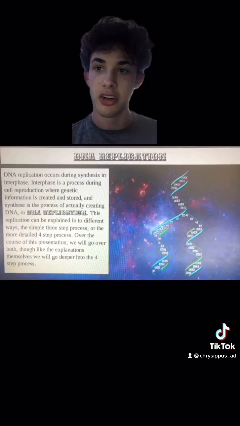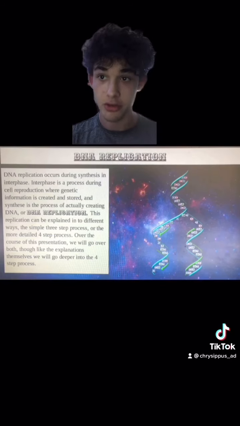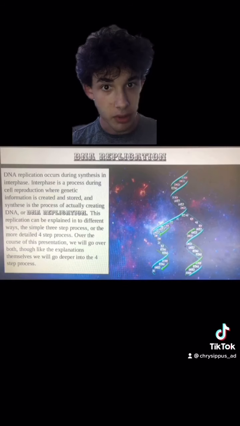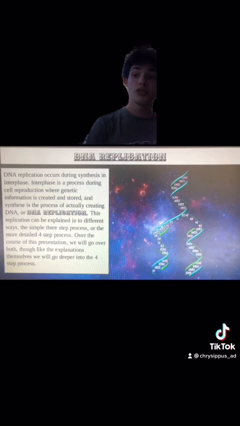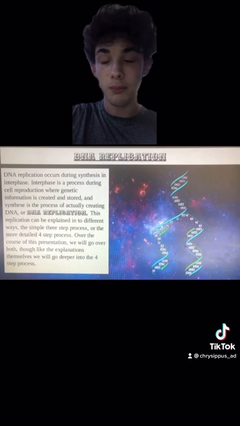DNA replication occurs during synthesis and interphase. Interphase is a process during cellular reproduction where genetic information is created and stored in a process known as DNA replication. This can be explained two different ways. You can do the simple way, you can do the more detailed, complex way. We're going to be doing both in this video, so enjoy.